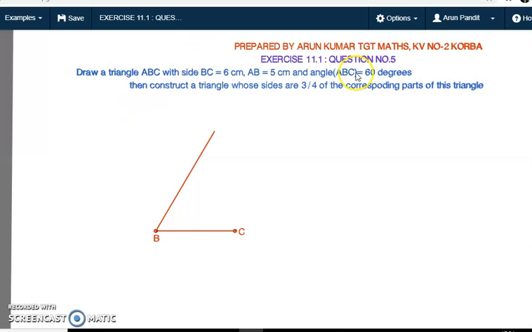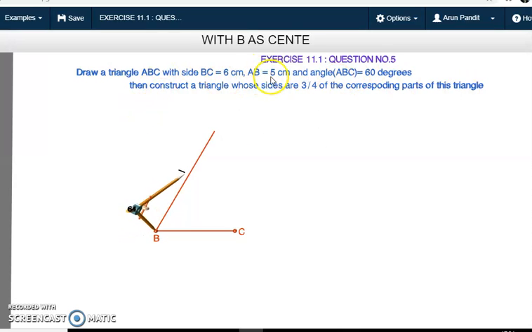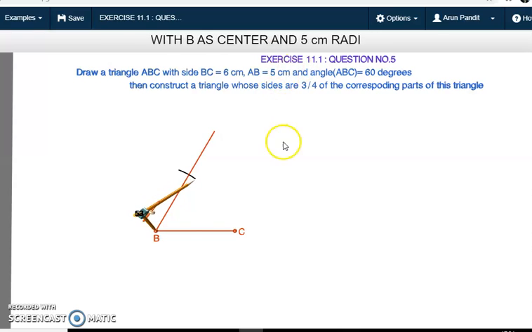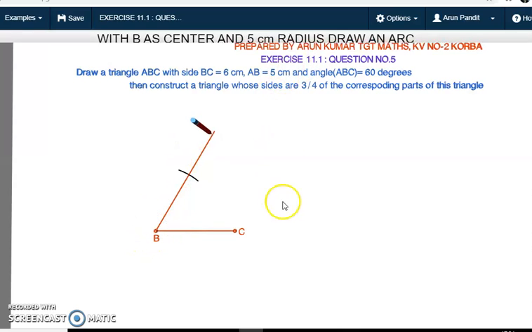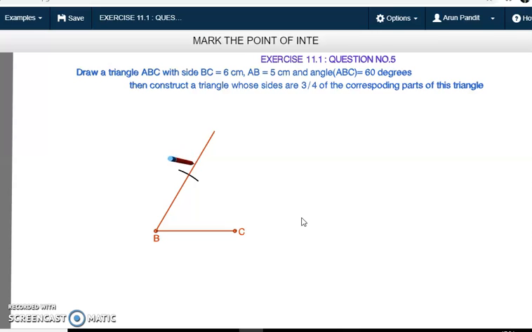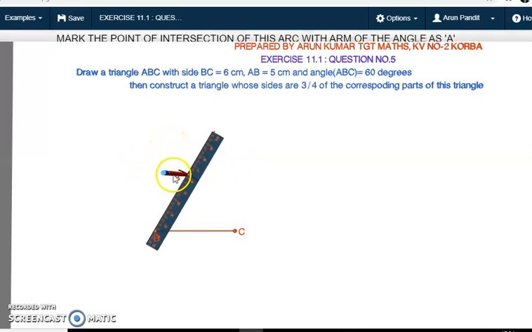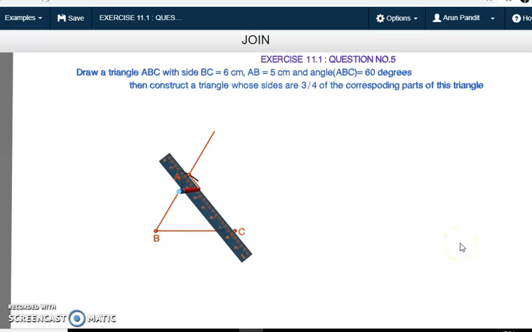Now, AB is given how much? 5 cm. So taking B as center, cut an arc of radius 5 cm. So this point is A. Now join A to C. So here triangle ABC is constructed.